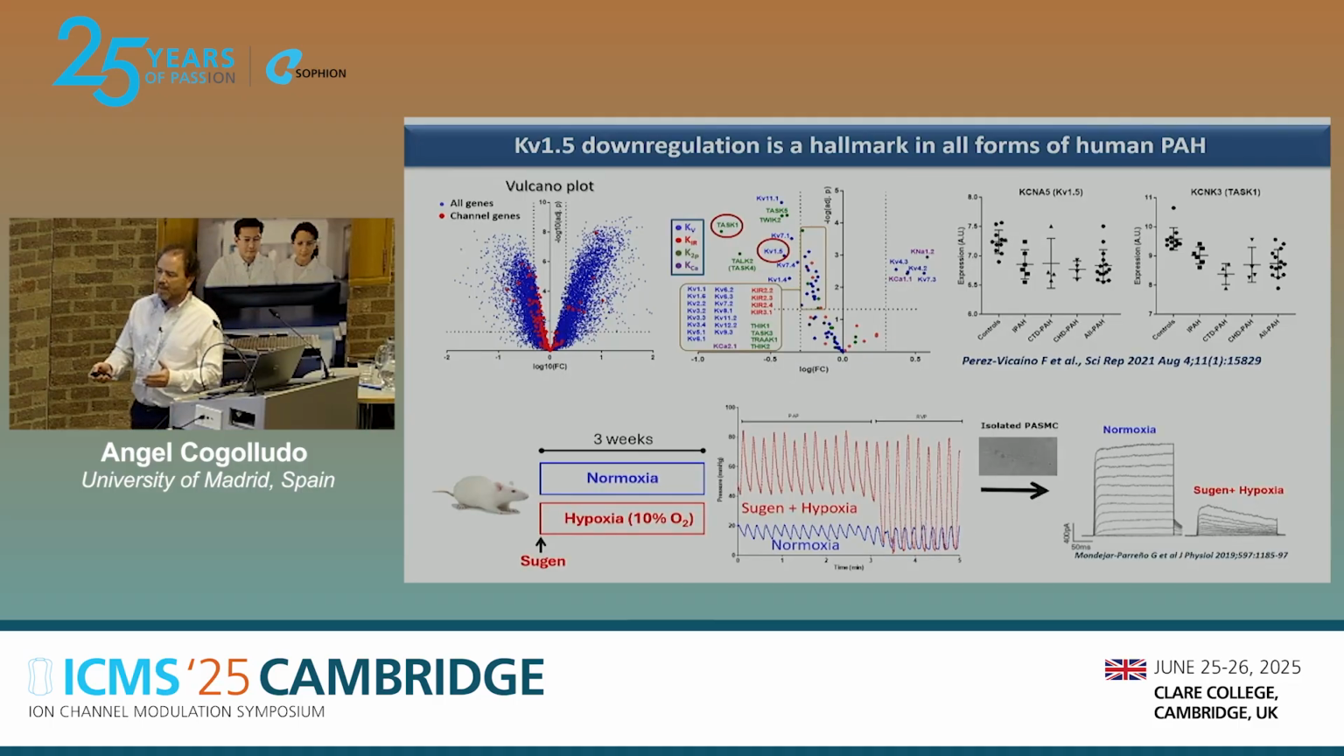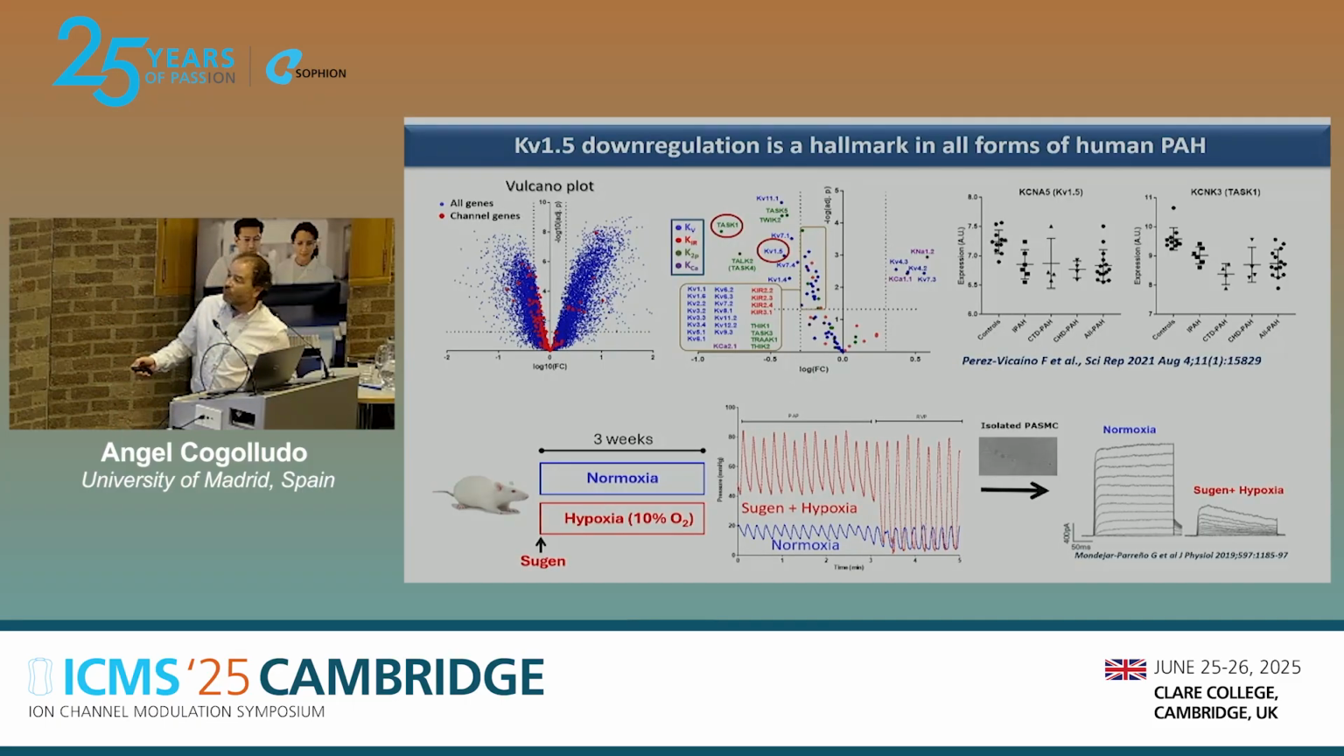This is probably currently the gold standard model for studying pulmonary arterial hypertension, which involves the administration of this drug. Sugen is a vascular endothelial growth factor receptor antagonist, given as a single injection, followed by exposure of the animals to hypoxia for at least 3 weeks. And this is what happens. This is the pulmonary arterial pressure in a normal animal, an animal exposed to normoxia, and you can see how animals exposed to this model experience a really marked increase in pulmonary arterial pressure.